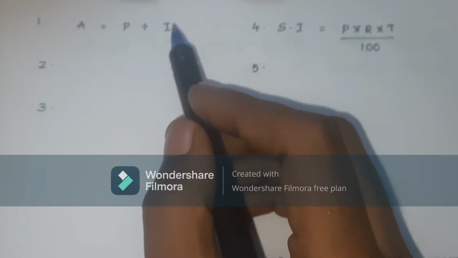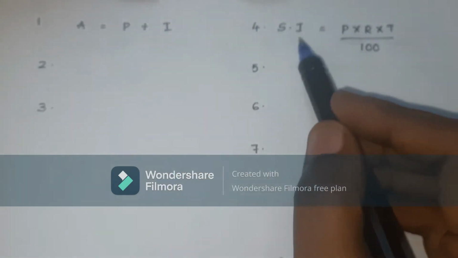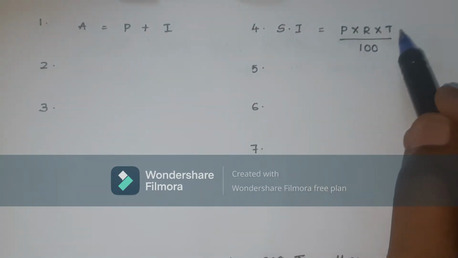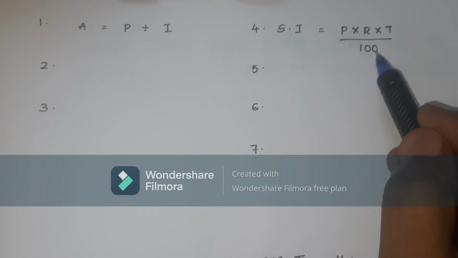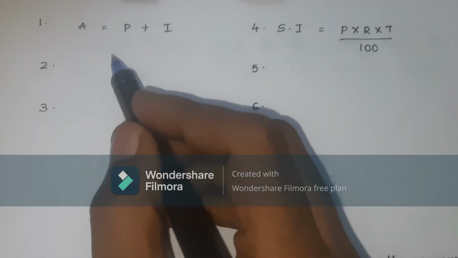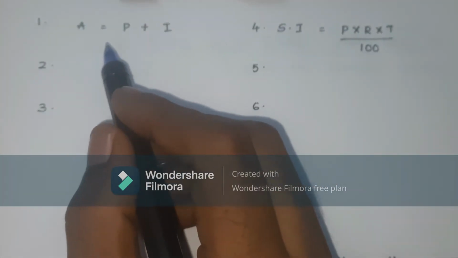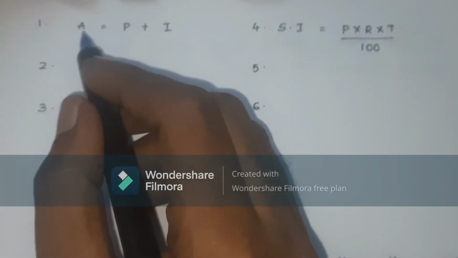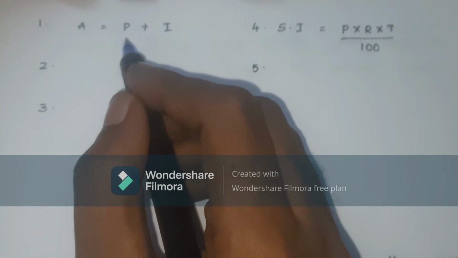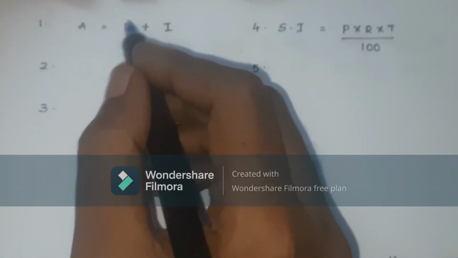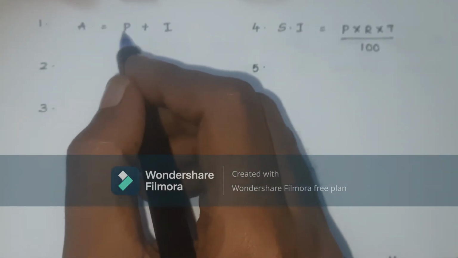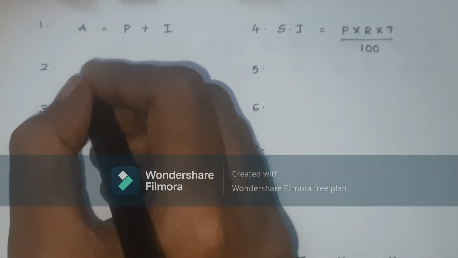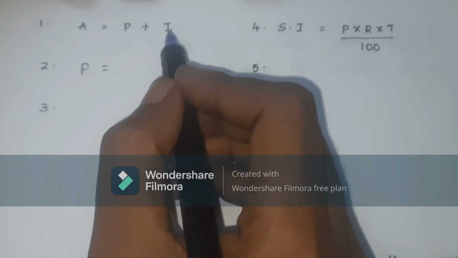Whereas there is one more formula, simple interest is equal to principal into rate into time divided by 100. But if you see student, we can derive two more formulas with the help of this. Let's say for example, I have been given amount and interest. I need to find out the principal. So I can make principal the subject and we can derive one more formula with the help of this formula.